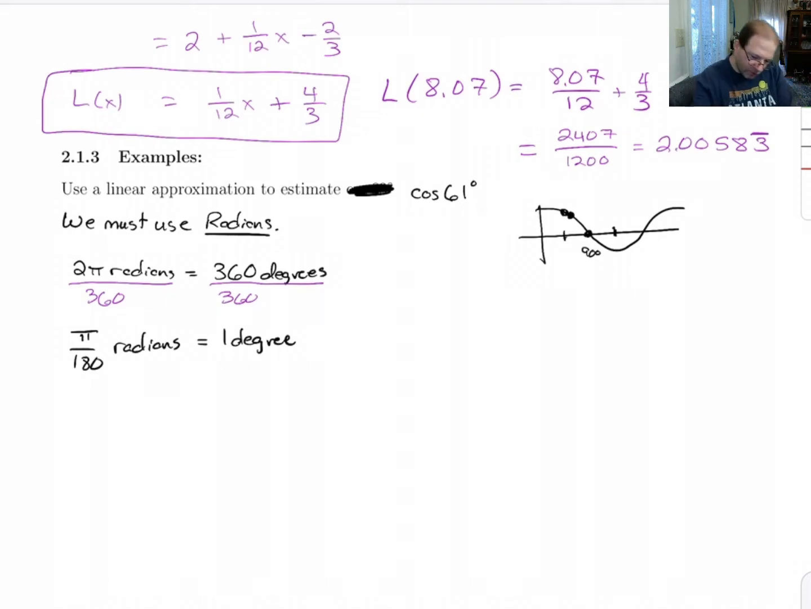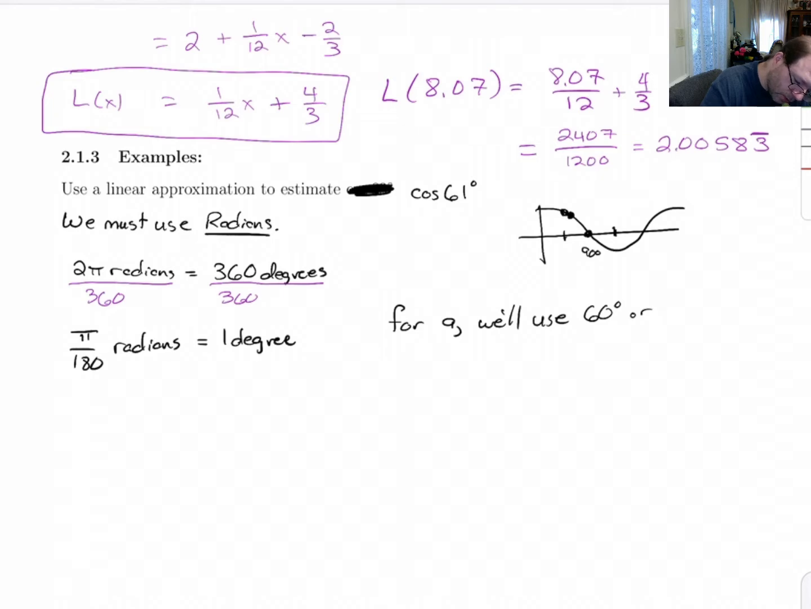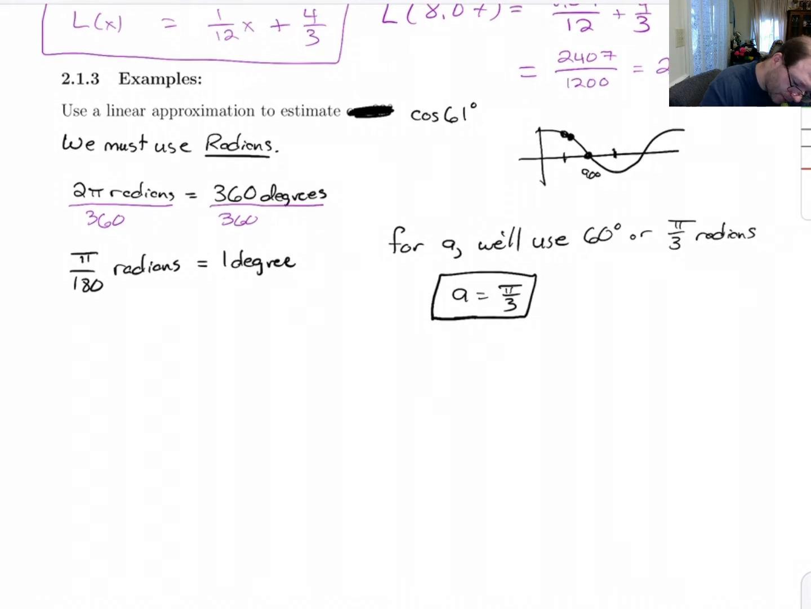So what I want to do here is use for my A, we'll use 60 degrees, which is equal to, let's see, 60 degrees, that's pi over 3 radians. So A equals pi over 3. All right, and we've got to plug into L of x is f of A plus f prime of A times x minus A.